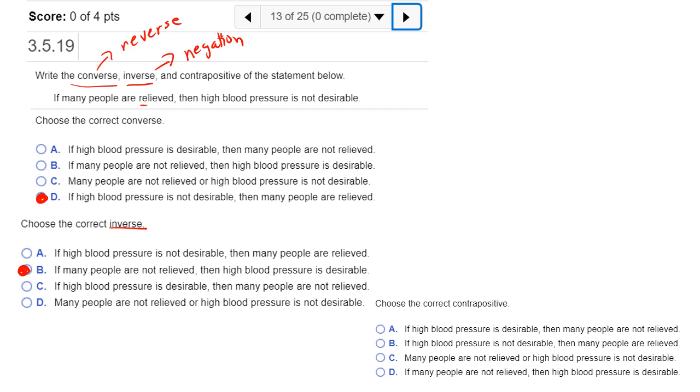Now for the last one, contrapositive does both. It reverses the order and it takes the negation. So I can just take my answer choice B right here, which is already the negation, and I can just reverse the order. So if I put, if high blood pressure is desirable, then many people are not relieved. So if high blood pressure is desirable, many people are not relieved would be answer choice A.